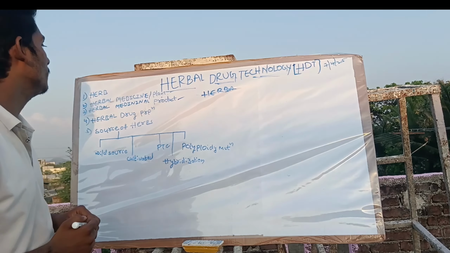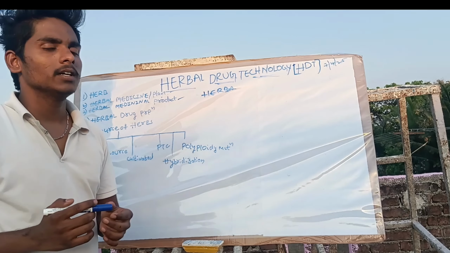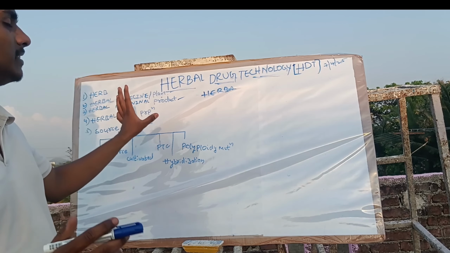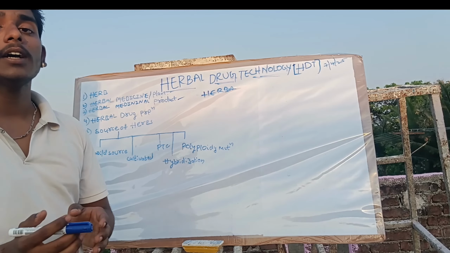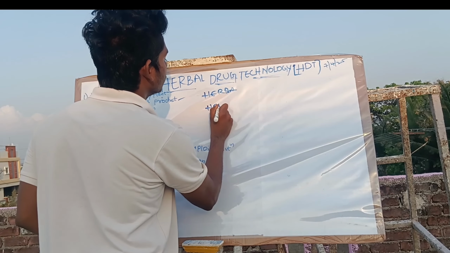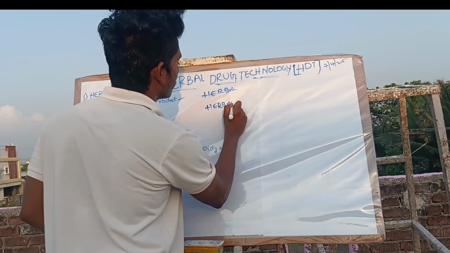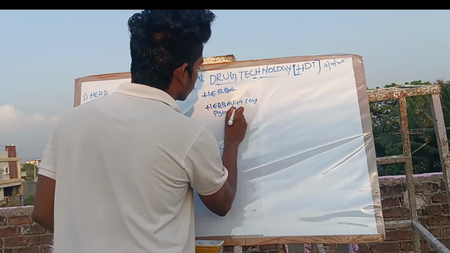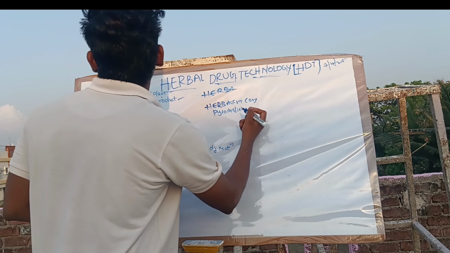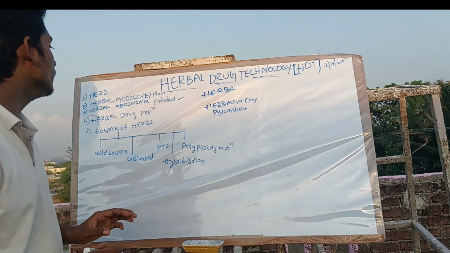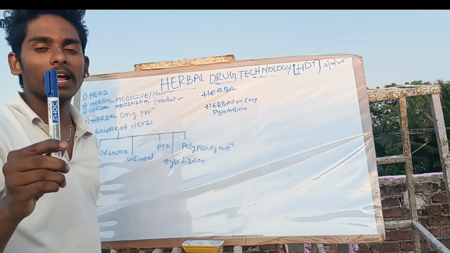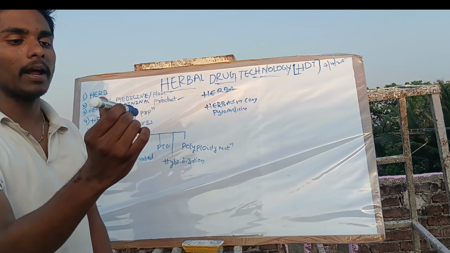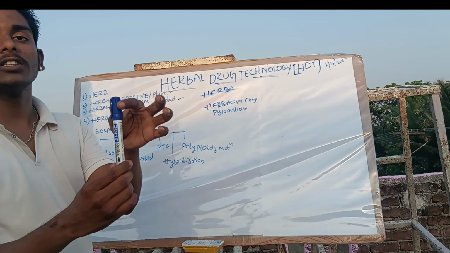Next, herbal medicine or herbal medicine plant. The herbal medicine is also described as herbalism or phytomedicine, which consists of the plant which has a therapeutic action. For example, this is a herbal plant. This plant consists of a therapeutic value or therapeutic action.